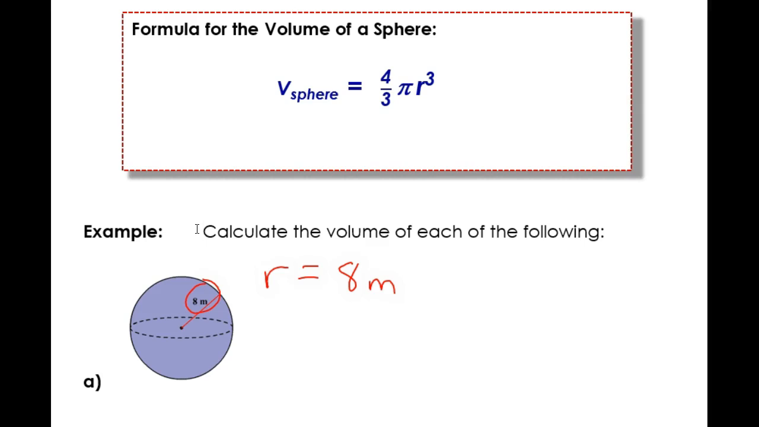So the radius is exactly 8 meters. When I calculate the volume of a sphere, I'm going to first write down the formula so that I don't forget what I need to substitute into it. So 4/3 times pi times whatever the radius is, cubed. And since the radius is 8, I'm going to cube that.